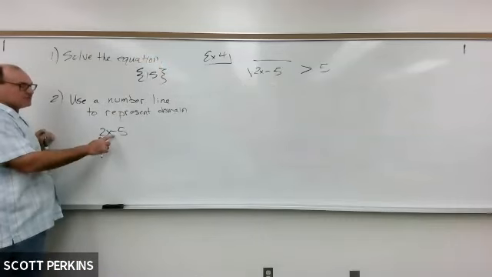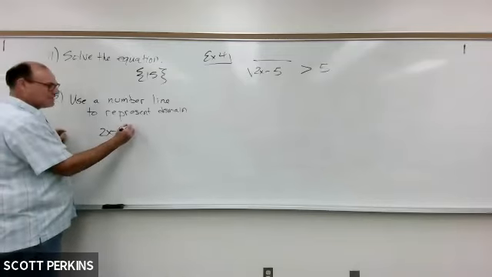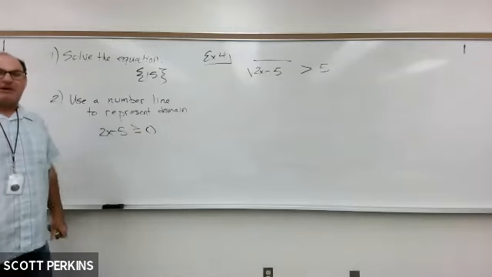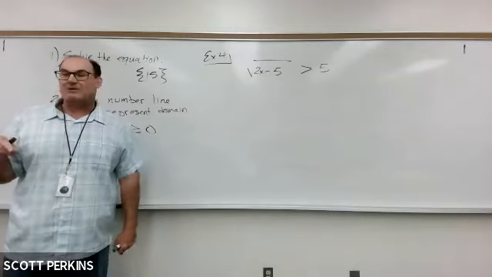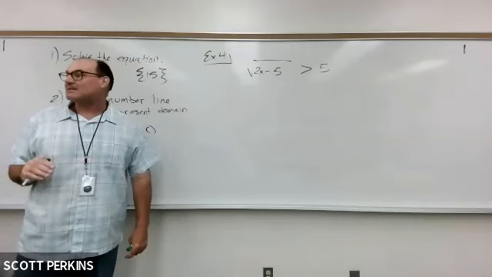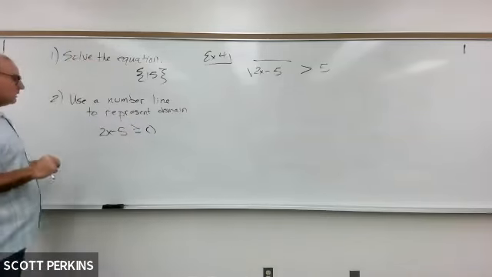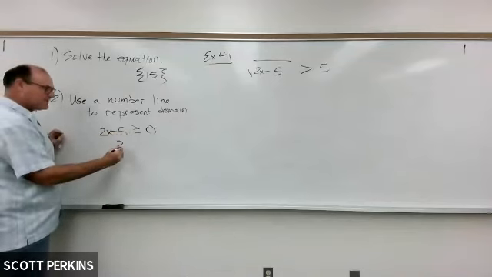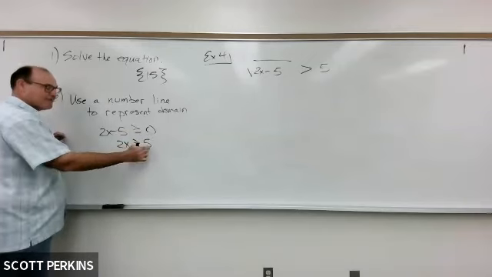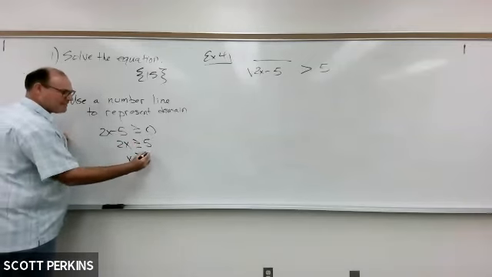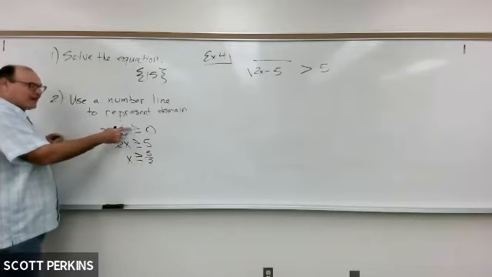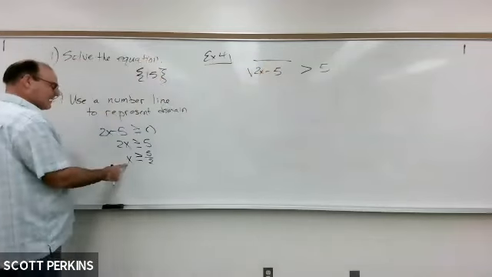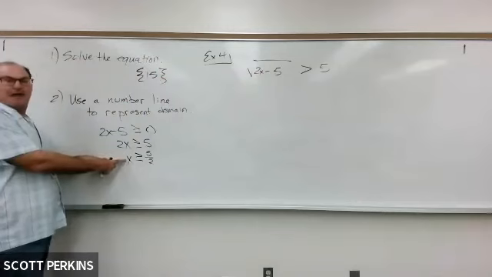So 2x minus 5, remember for our square roots, that has to be bigger than or equal to 0. That's reflected on that graph of the basic square root function that we saw way back, third week of class. So now I'm going to solve this. This is my domain. This is going to be my number line. I'm going to add 5 to both sides and divide by 2 on both sides. If my 2x minus 5 has to be greater than or equal to 0 so that I'm not taking a square root of a negative, then my x has to be bigger than or equal to 5/2. This is my number line right here.